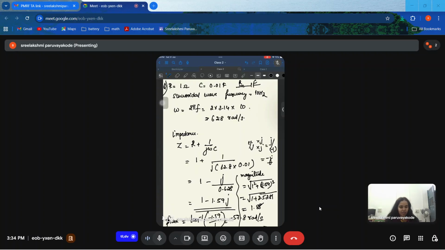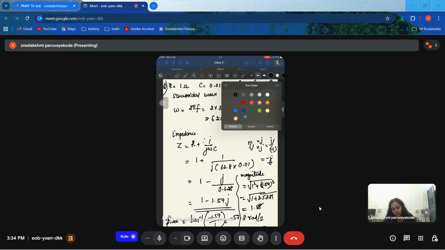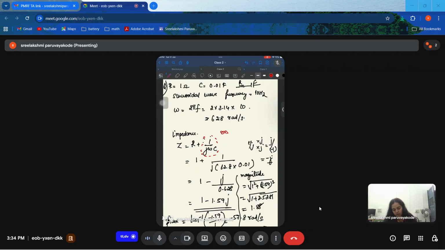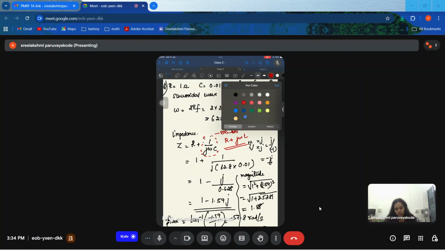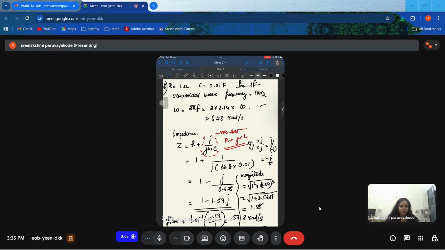Now, instead of a capacitor, if it was an inductor, the only difference would be here. Instead of 1 by j omega c, if it was an inductor in parallel to a resistor, it would have been the resistor's value plus j omega l. And the rest of the steps would continue. You need to have the value for inductance, right? I hope this is clear. Okay.